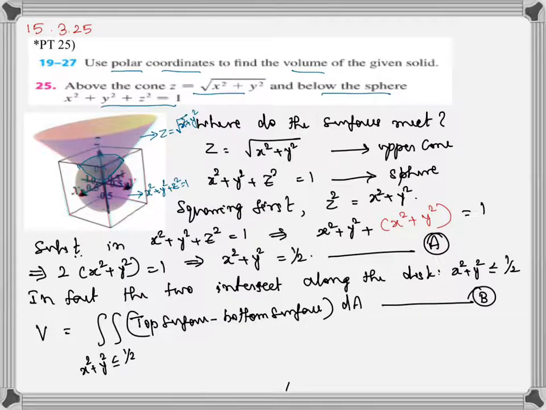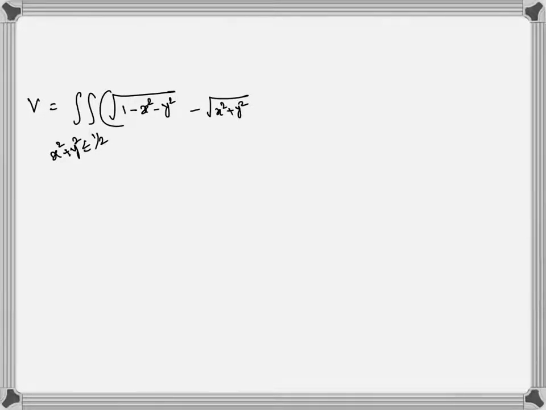So we are going to get to this equation. Volume is the double integral over x square plus y square less than or equal to 1/2. The top is the sphere, square root of 1 minus x square minus y square, solving for z, minus the top part of the cone, which is square root of x square plus y square, dx dy or dA.